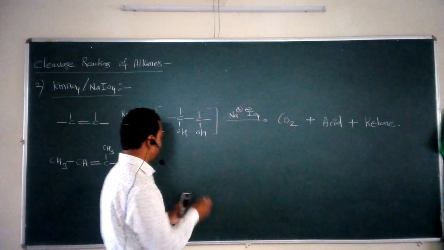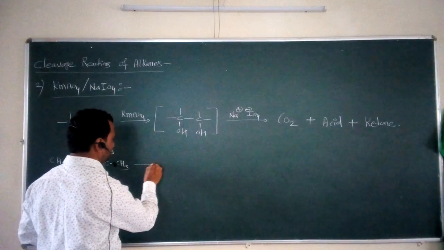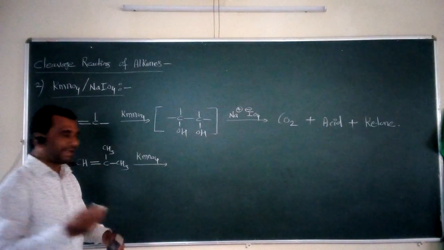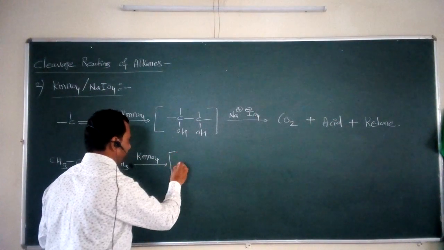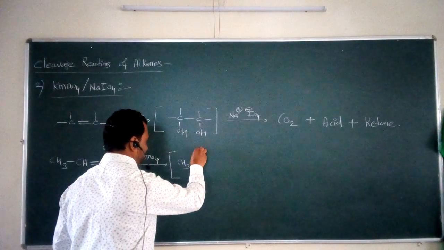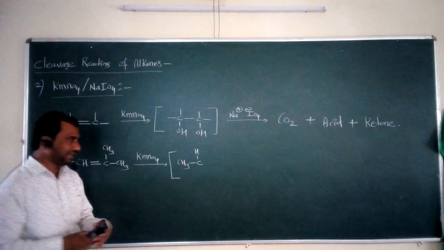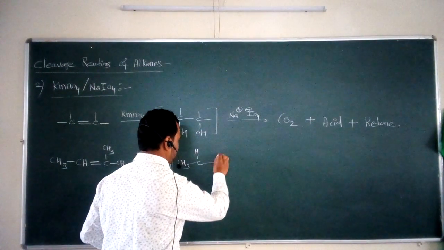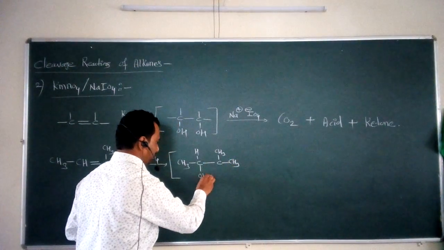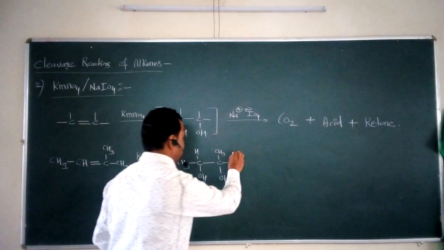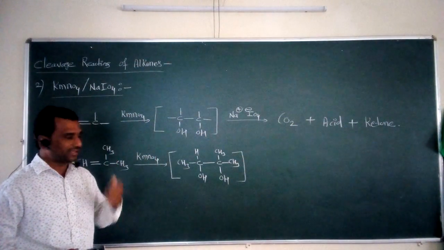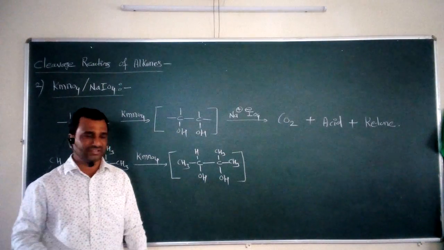In the first step it interacts with the reagent KMnO4. What happens? Again a diol formation takes place. So what type of diol is obtained? This is CH3-CH, and now the double bond gets converted into a single bond, then C, CH3, CH3, and at this carbon the first OH is there, and on the next the second OH. So we can say that a diol is formed after the interaction of KMnO4 with the alkene.